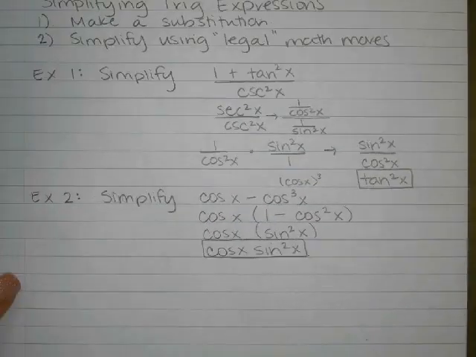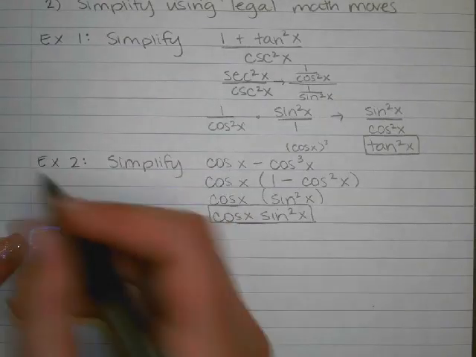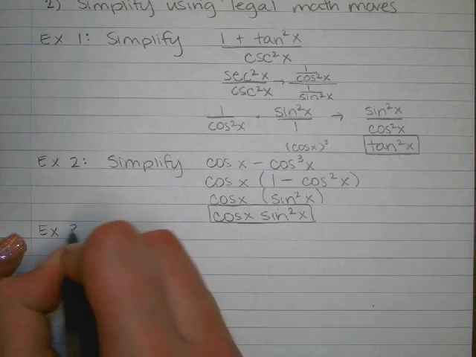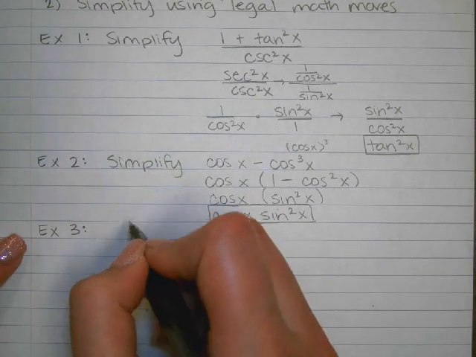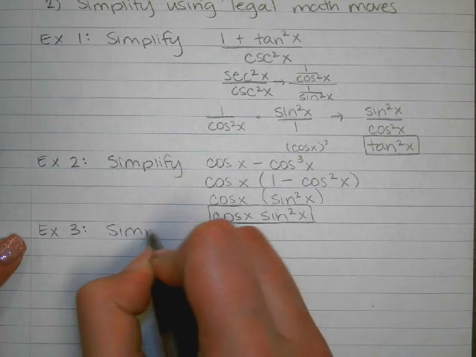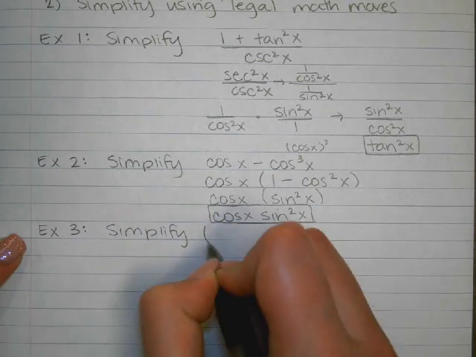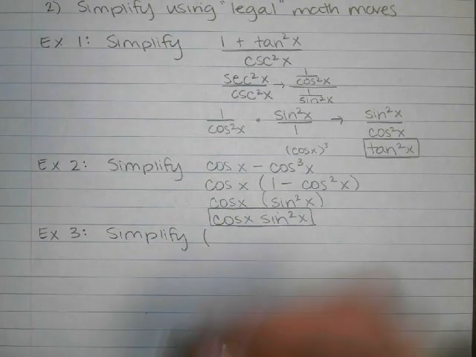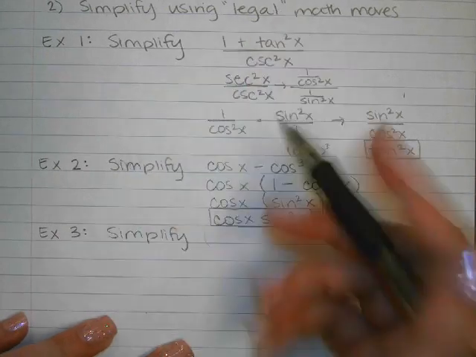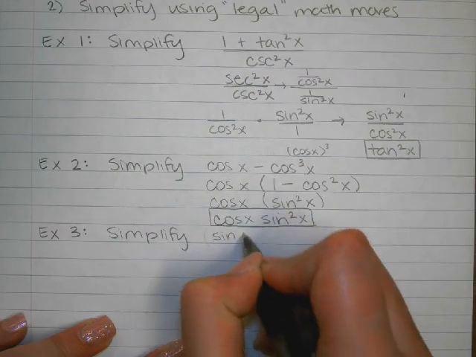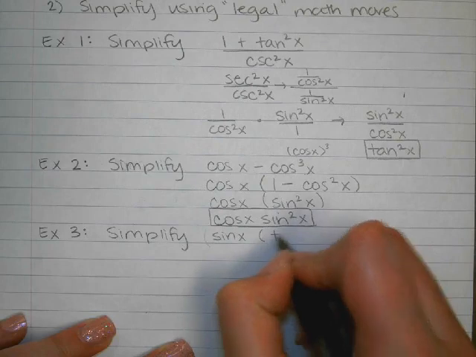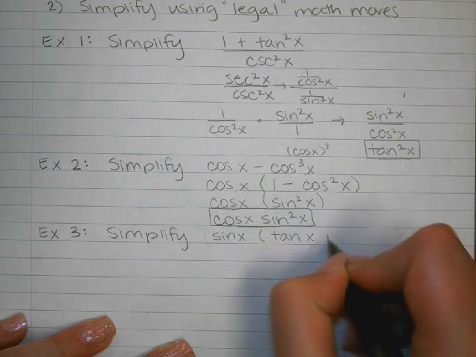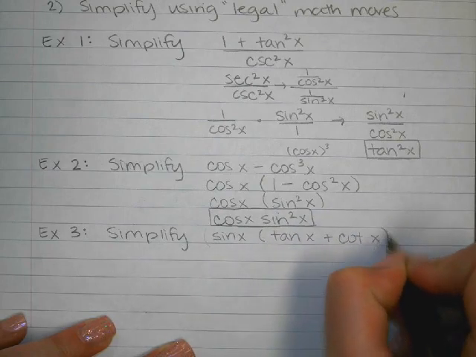Okay, here's another example. We're going to simplify sine x times tan x plus cotangent x.